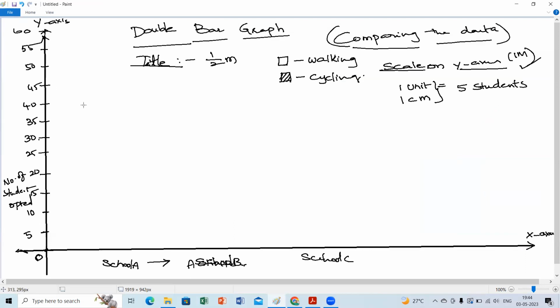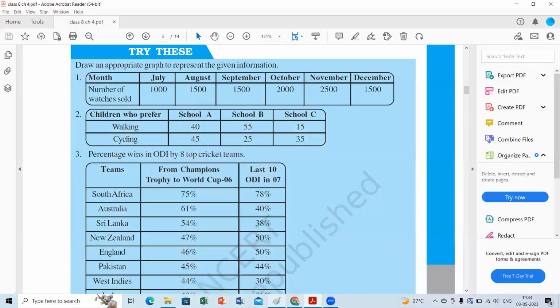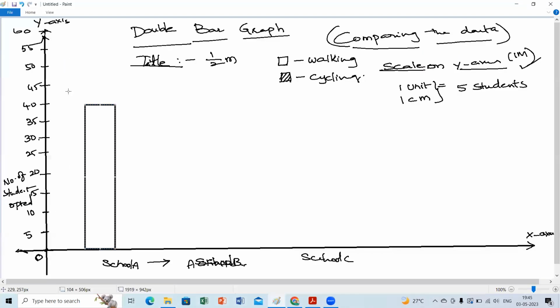I'm taking 1 unit. Okay, approximate values I'm taking, children. And is it exactly 40? Yes, ma'am. Nearly 40. And now, how many students are cycling, children? 45 students. So a little bit more, you can extend the bar and it should be connected, children. I'll connect that part also.